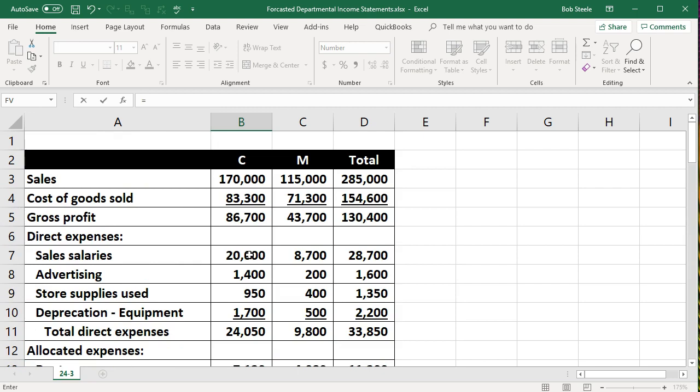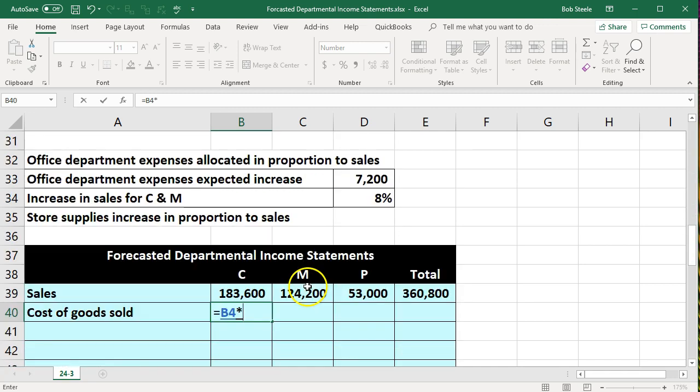So we'll do the same thing. We'll say equals, here's that 83.3 for cost of goods sold, times, and then I'm going to scroll down so we can see it. Same thing, brackets, 1 plus the 8%, brackets, and enter.